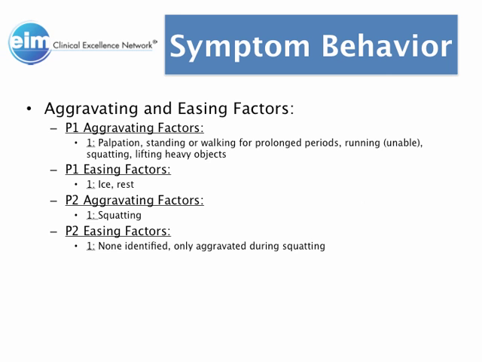Symptom behavior. P1 aggravating factors are palpation, standing or walking for prolonged periods, running, which at this time she was unable to do, squatting, or lifting heavy objects. Easing factors were ice and rest. As far as P2 is concerned, squatting was the only reported aggravating factor, and no easing factors identified, as again it was only aggravated during squatting.